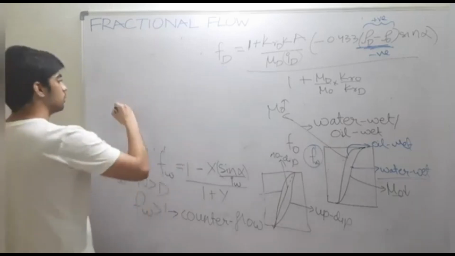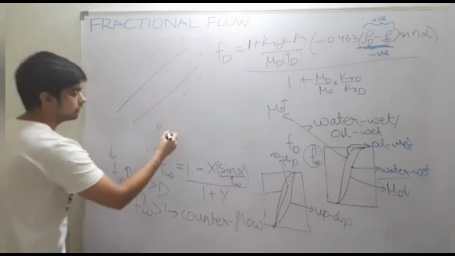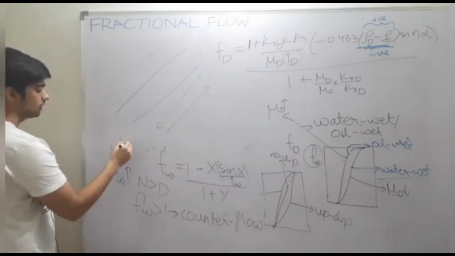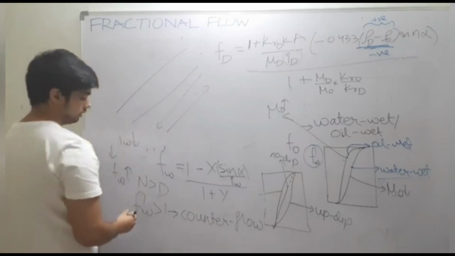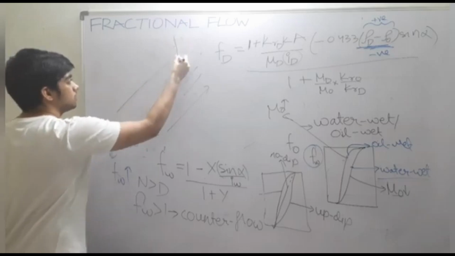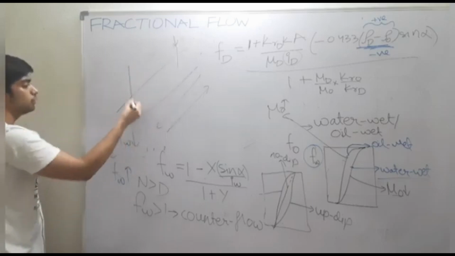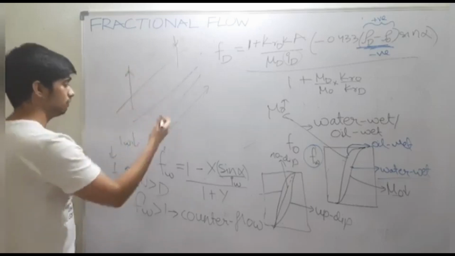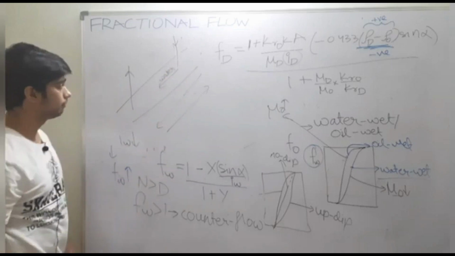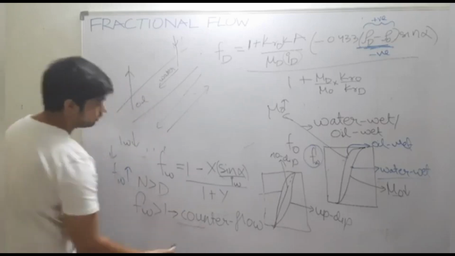In order to visualize counterflow, first of all, this will be the down dip flow and this will be our up dip flow. So we are talking about the down dip case in which the injection rate is very less. If the down dip flow is in this direction, then this will be our injector well and this will be our producer well. So you are injecting water in this direction at a very small flow rate, and there will be your oil.